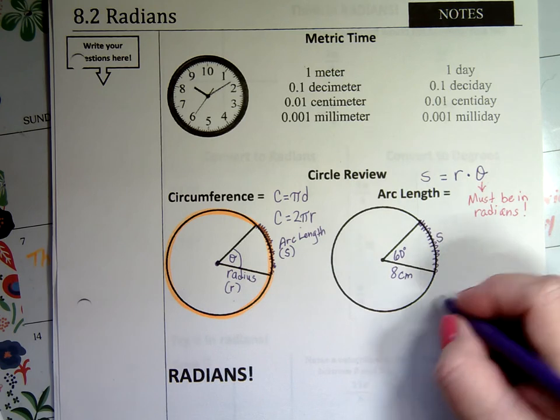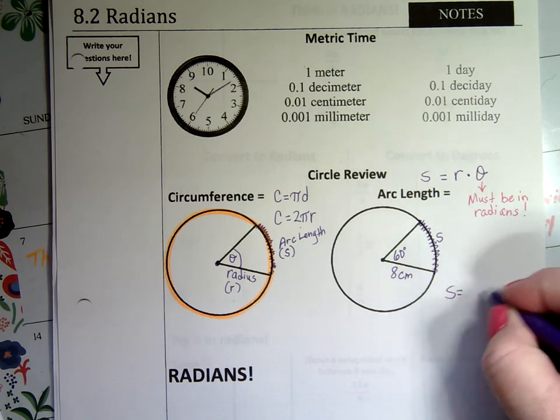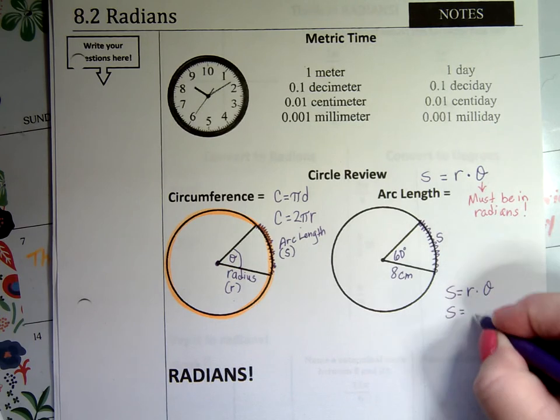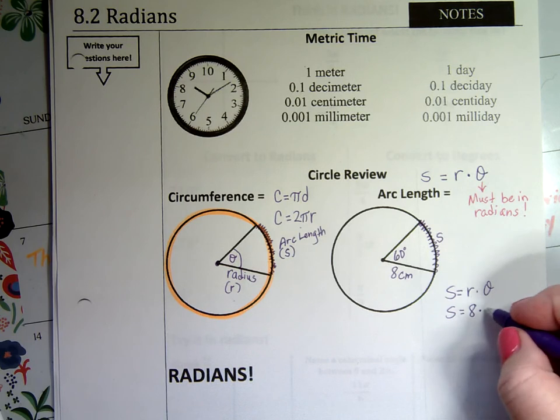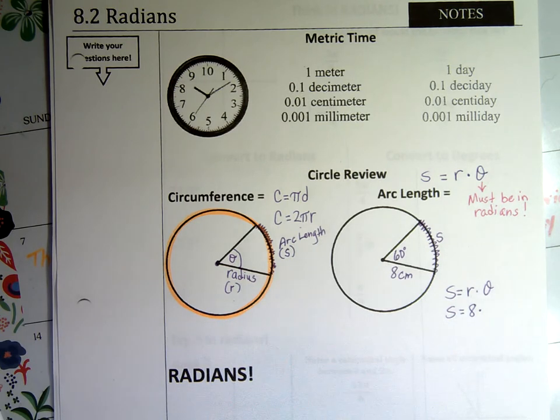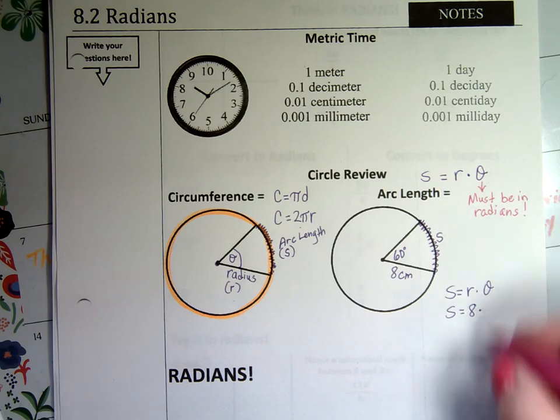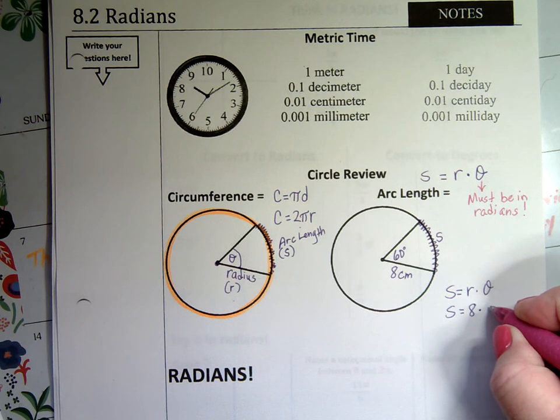So you would set it up and you would say S equals r times theta, S equals 8, my radius, times my angle that's 60 degrees. Well, I can't use 60 degrees, remember? We've got to have it in radians. And I'm going to show you in a minute how to convert these. If I were to convert 60 degrees, it's the same thing as pi over 3.